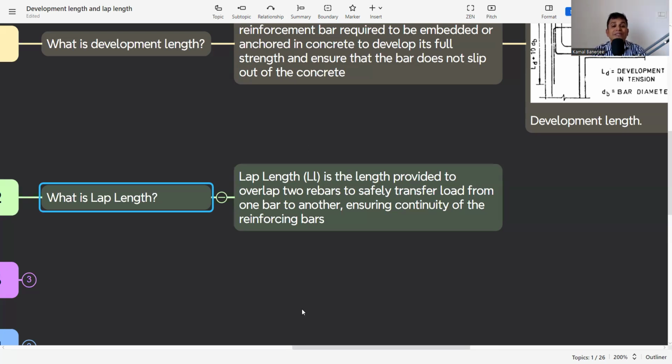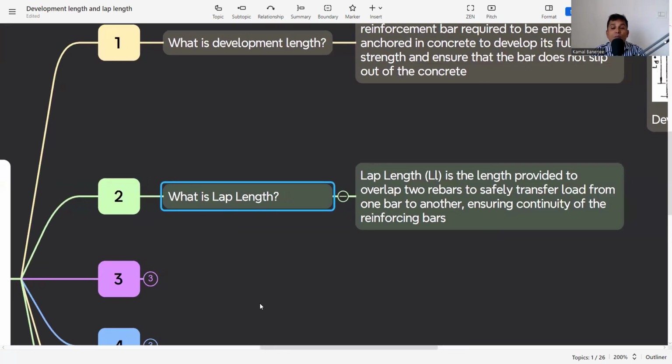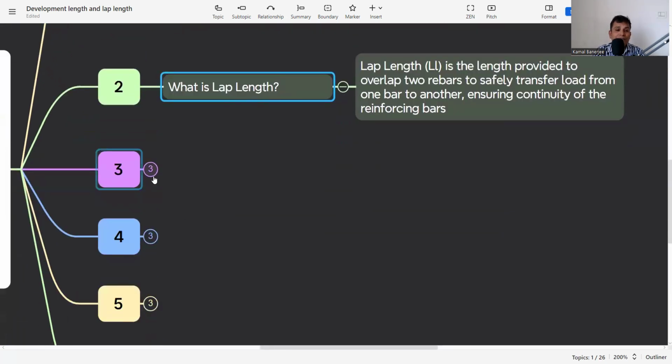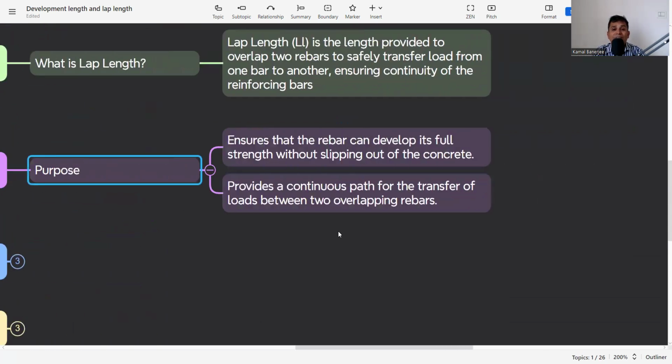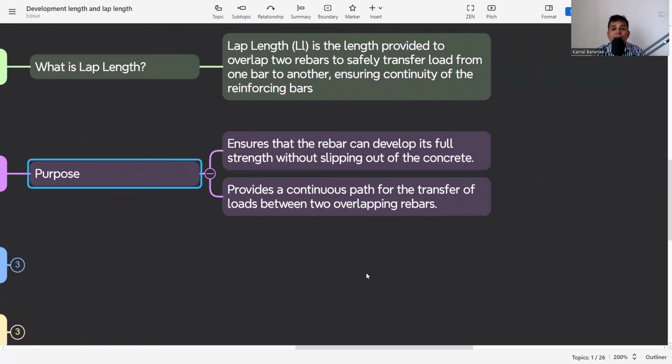Here the load is transferring from one bar to another bar. Let's see what the purpose is. The purpose is the development length, ensuring that the rebar can develop its full strength without slipping out of the concrete. So this is the anchorage from one member to another member.